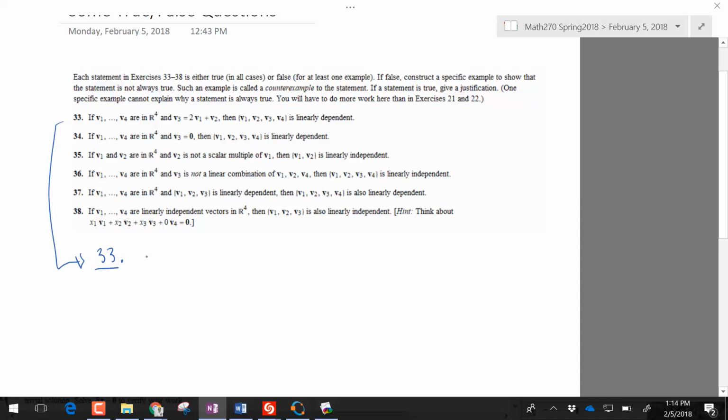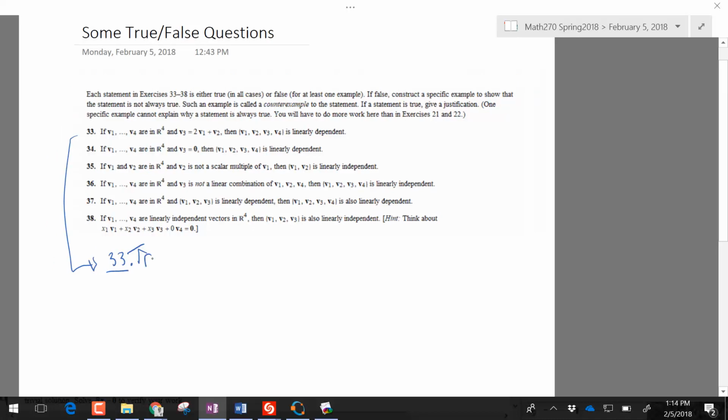So what are you saying? True or false? This statement is true. True means that we can find a linear combination of these things set equal to 0 where the coefficients are not all equal to 0. So it looks like if we have 1 times v1 plus 2 times v1 plus 1 times v2 plus negative 1 times v3, 0 times v4.